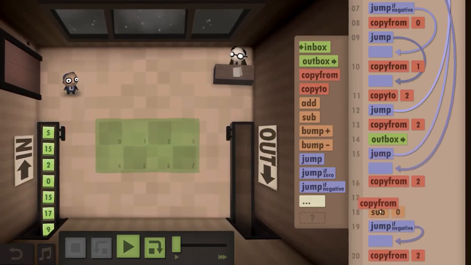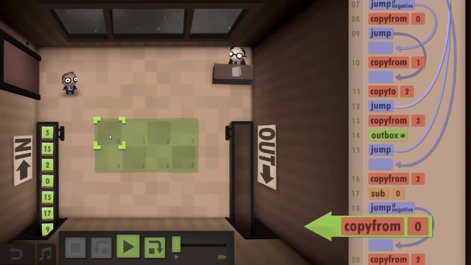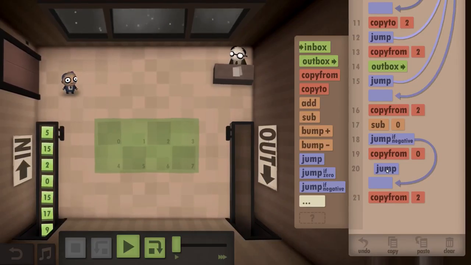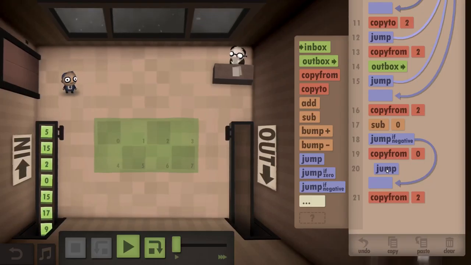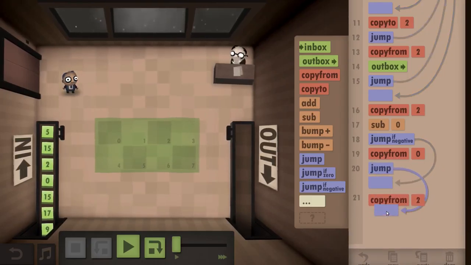If it's negative, copy from 1. So copy from 2. If it's positive, copy from 0.